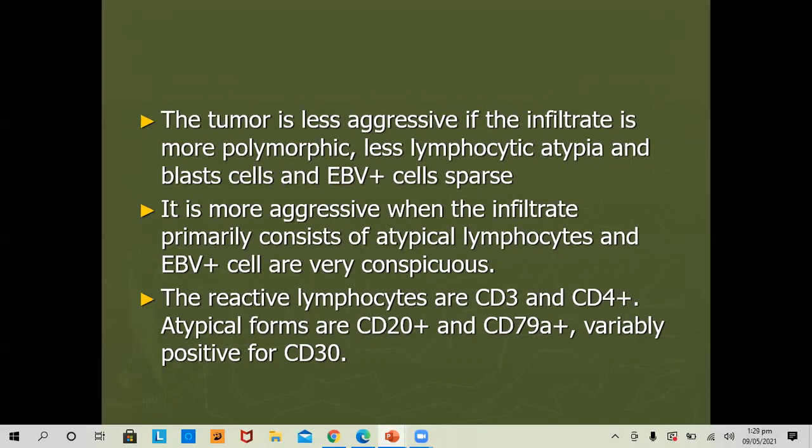It will be more aggressive if the infiltrate is monomorphic, mainly atypical lymphocytes, and Epstein-Barr virus positivity is very conspicuous. So the reactive lymphocytes are CD3 and CD4 positive, and atypical lymphocytes are CD20 and CD79 positive with variable positivity of CD30.